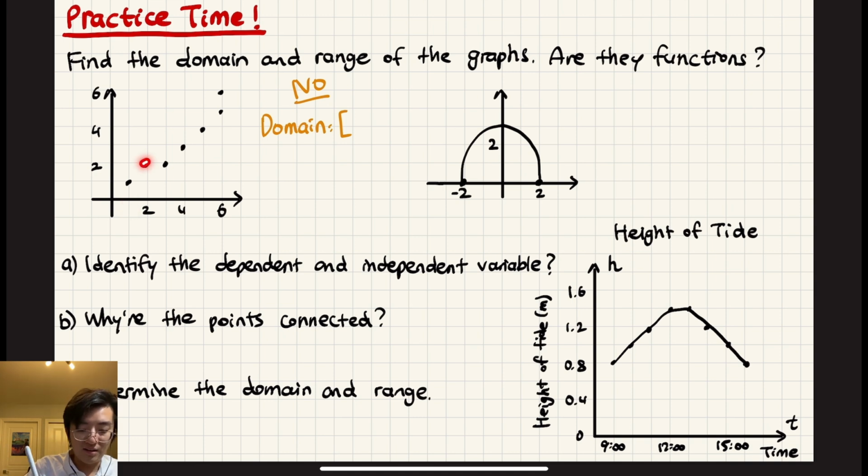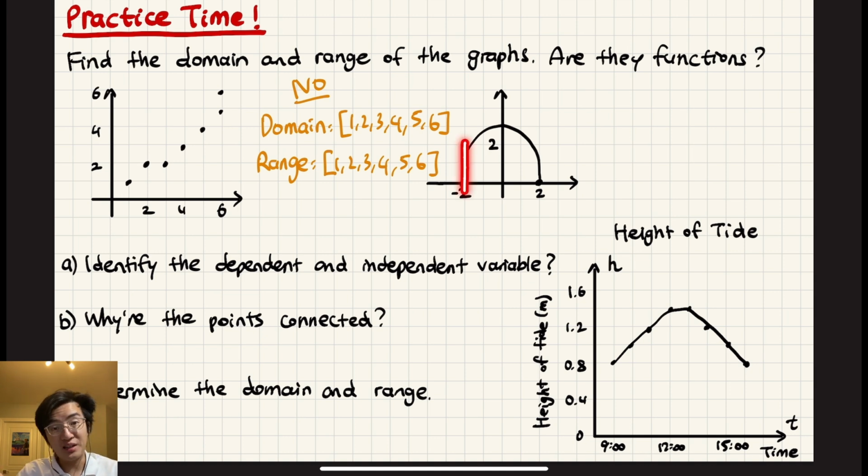Right, so we have, let's say we got 1 here, got 2, got 3, 4, 5, 6. Right, got 6 twice, but we only write it once. Separated by commas because they are not connected. Okay, now with the range, same thing. We find all the y values. So we have a 1 here, 2, 3, 4, 5, 6. So exact same as the domain.